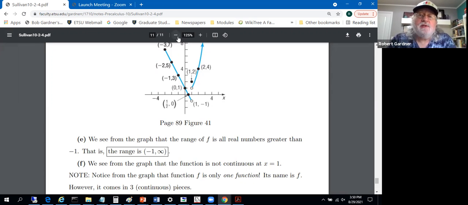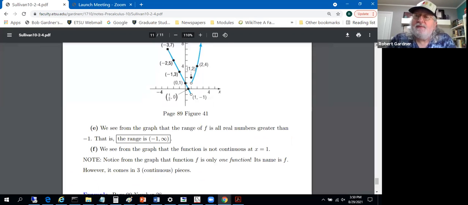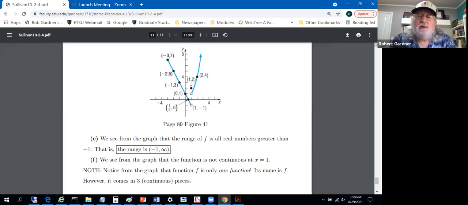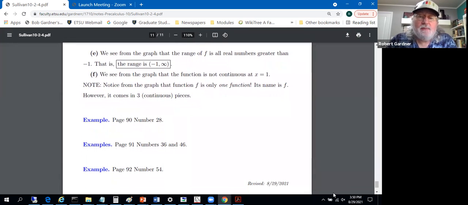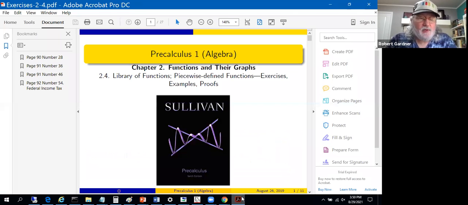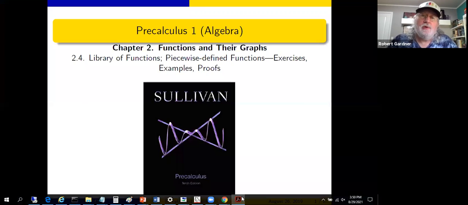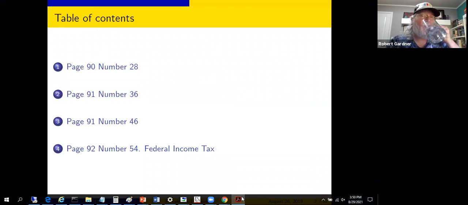I emphasize again, when you look at the graph, how many functions do you see? 1. There's one function. f is its name. It's piecewise defined, so it comes in 3 pieces. The line piece, the point piece, and the x squared piece. One function, 3 pieces. That's how piecewise defined functions tend to behave. Let's do some examples. So shifting over to some examples from the book.